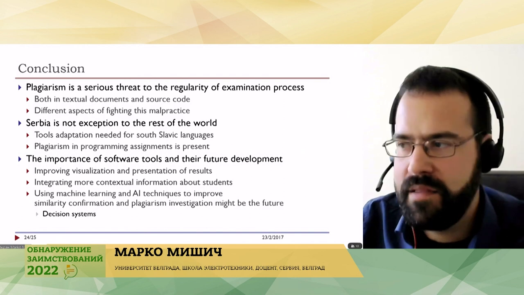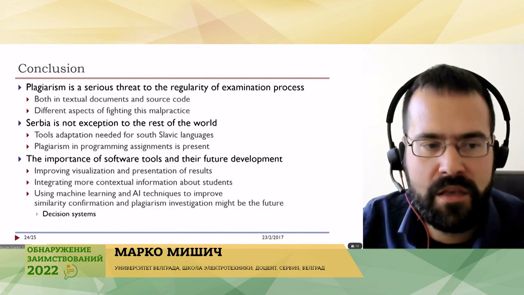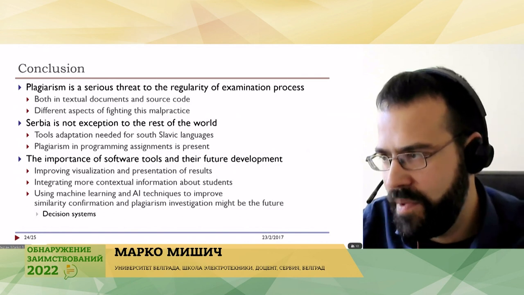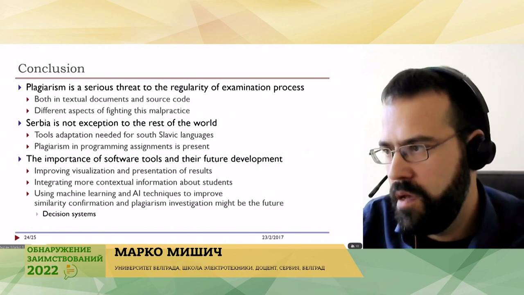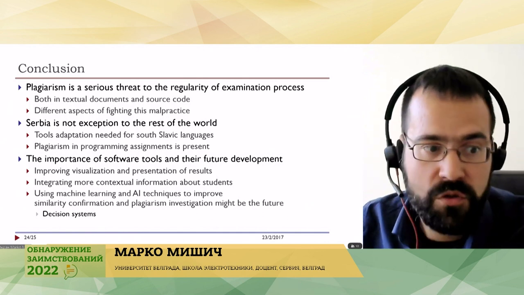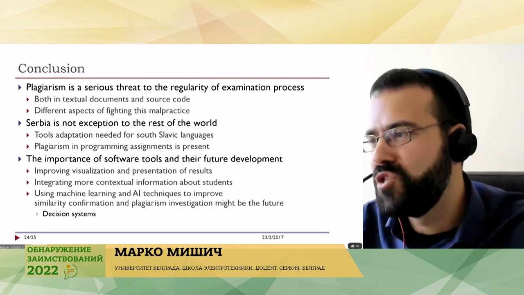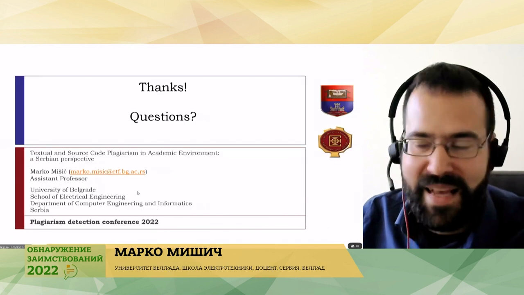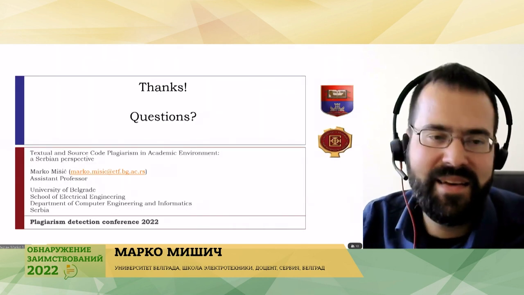And I think that there is room for improvement by using machine learning and artificial intelligence techniques in order to improve the similarity detection process, but also the following steps that I mentioned before, in order to have the whole decision systems or decision support systems be more punctual. That's all on my side. Again, I was very glad to give this presentation to you today, and I would be very happy to answer all the questions.